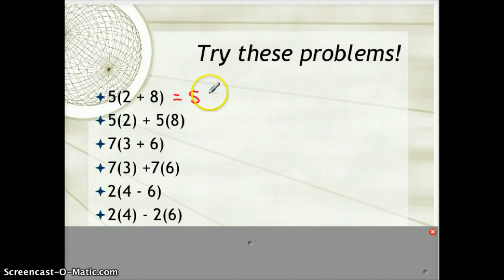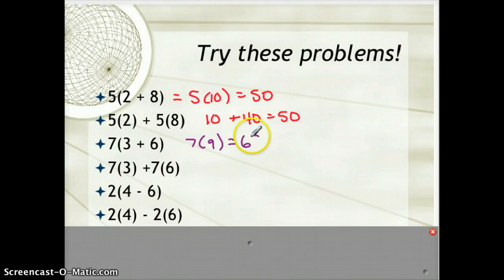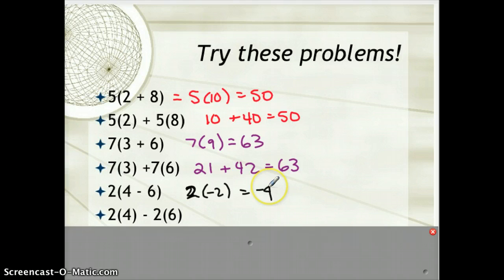Here you should have 5 times 10 and get 50. You should have 10 plus 40 and get 50. In the second one, you should have 7 times 9 and get 63. Here you should have 21 plus 42. That still equals 63. In the next one, 2 times negative 2, which equals negative 4. And here we should have 8 minus 12, which also equals negative 4.